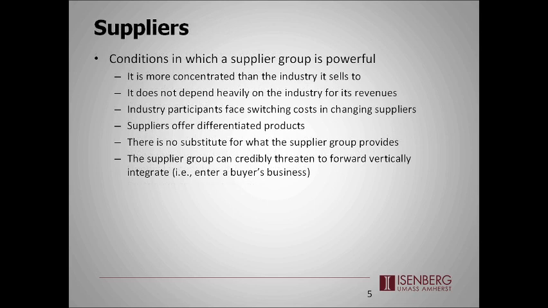For the power of suppliers, a supplier group is more powerful under these conditions. If it's more concentrated than the industry it's selling to, if it's not heavily dependent on the industry for its revenues, if the industry would face high switching costs to change suppliers, if the supplier's products are differentiated in some way, offering distinct benefits, if there's no substitute for what the supplier provides. In commercial aviation, there's no substitute for pilots, for example. And if forward vertical integration is a threat, if the supplier can threaten to enter its buyer's business.